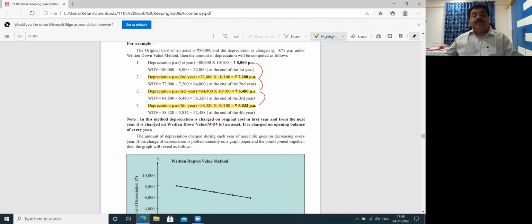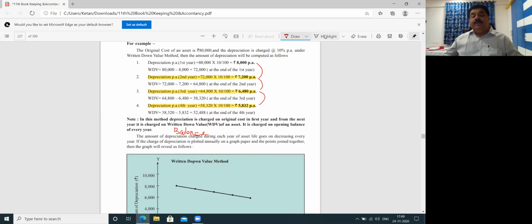Now note, in this method, depreciation is charged on the original cost in the first year only, and from the next year it is charged on the written down value of an asset. Okay, I would like to say here that if you are having a textbook, you can write here: on balance of asset. It should be calculated on balance of asset. In written down value, we calculate depreciation on the balance of an asset. It is charged on the opening balance every year. That is the opening balance.